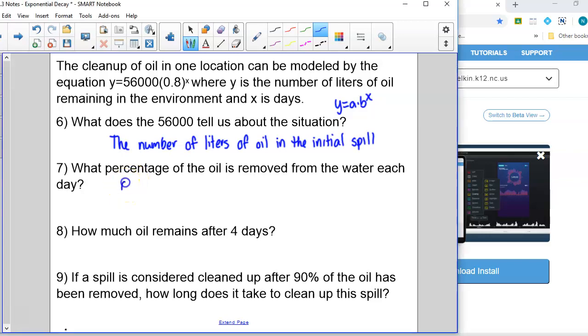Okay, so we got the 0.8. And we move that decimal 2 places, which would give us 80%. We would subtract 100, same thing that we did with our exponential growth, right? But this time we get negative 20%. It's negative because it's decreasing, right? So the percentage of oil that is removed from the water each day would be 20%.